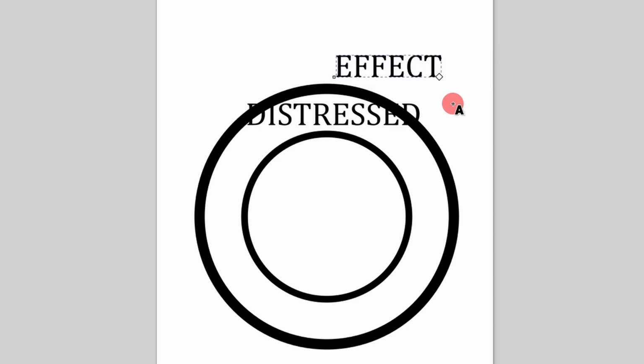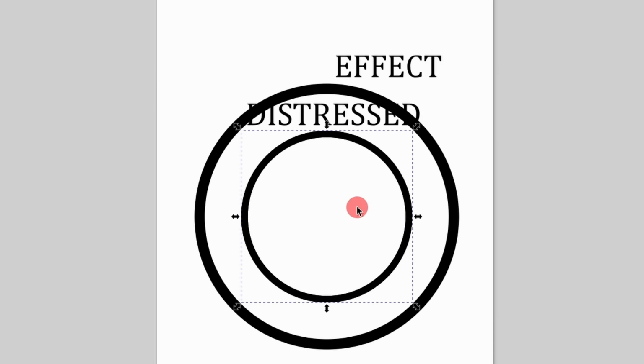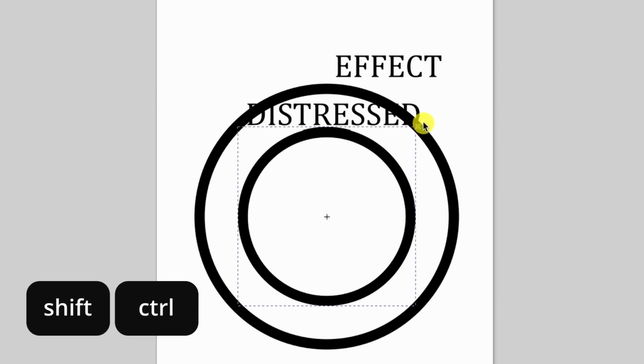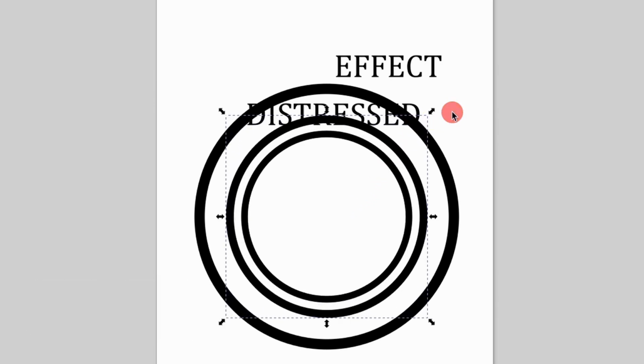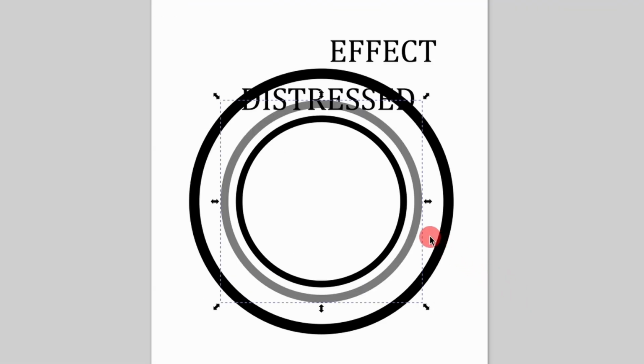Now we want to put the two text objects between the circles and make them follow the curvature of the circles. To do this, let's grab the Selector tool and let's duplicate the inner circle. Then hold Shift and Ctrl and scale it up so it's slightly bigger than the inner circle. Now, using the opacity slider at the bottom of the Fill and Stroke dialog, let's reduce the circle's opacity down to about 50% or so. This will make it easier to see what we're doing in the next step.